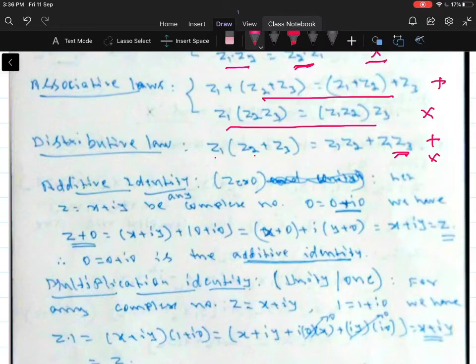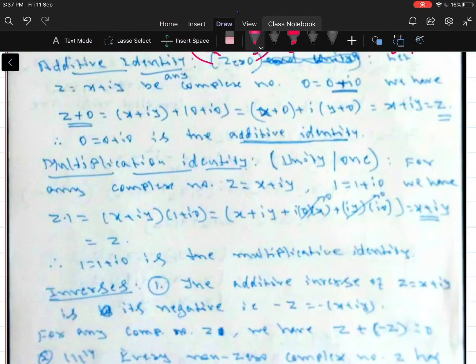So this is a left distributive law. Similarly, one can define a right distributive law also. That can be written as (z2 + z3) z1 = z2 z1 + z3 z1. Additive identity. Let z = x + iy be any complex number.